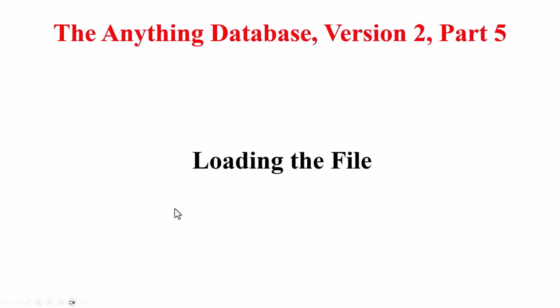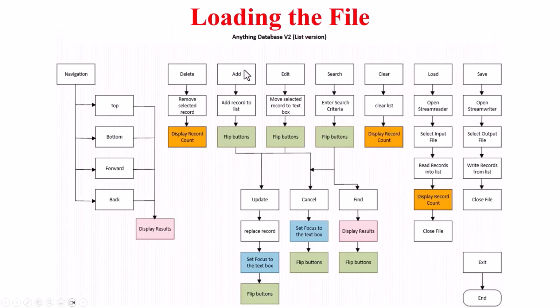So what's involved in this? Like we saw before, in our hierarchy chart, we're looking at the load piece right in here. Separate from everything else, we're going to open StreamReader, just like we opened StreamReader before. We're going to select our input file and read our records into the list. That means taking that text file we saw a little while ago, a comma delimited text file, and bringing them into our list. And remember, they're already padded with blanks. They're all set to go, so they're in good shape.